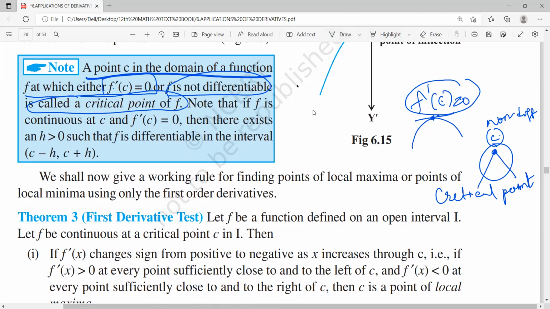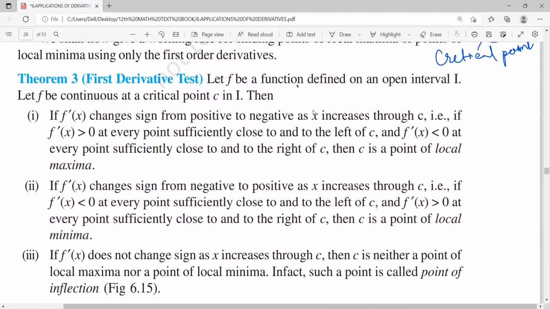So, chalo, first derivative test. First derivative test again, remember, what is that? Let f be the function defined on the open interval I and f is continuous at the critical point c in I. Then f'(x) changes sign. Positive means what? Positive means increasing. f'(x) changes its sign from positive to negative.